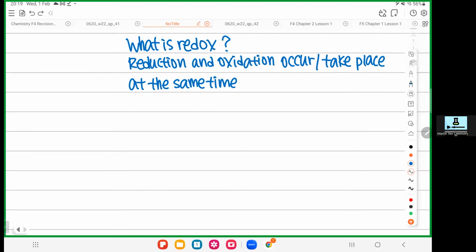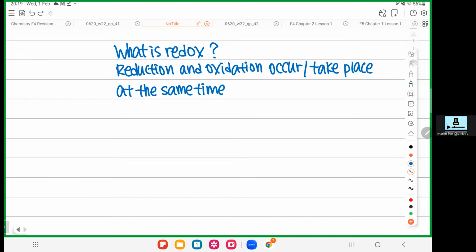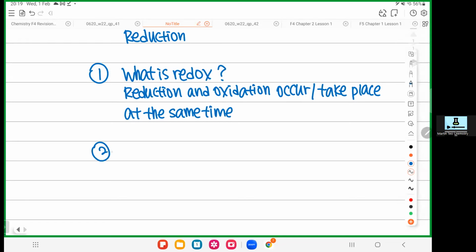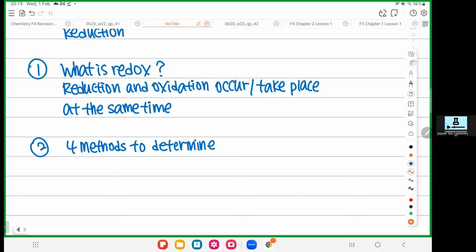These two are something new for you. There are a total of four different methods to determine whether the process is oxidation or reduction, because these two words are new for you. In Form 4, maybe you heard about neutralization, combustion, something like that, but you never heard about oxidation and reduction in Form 4. That's why it's something new for you.